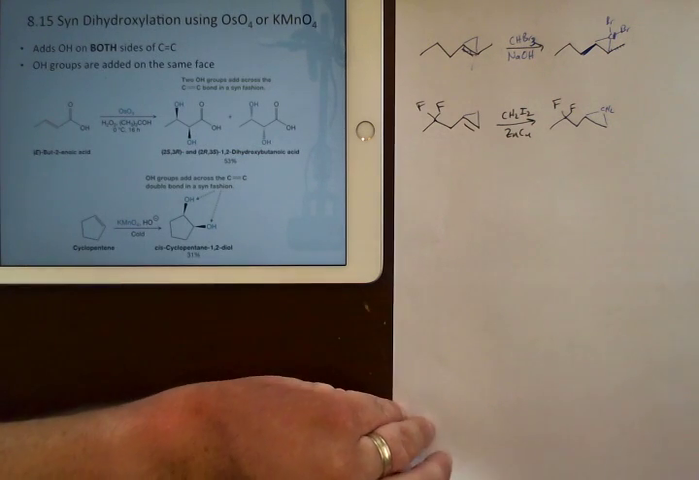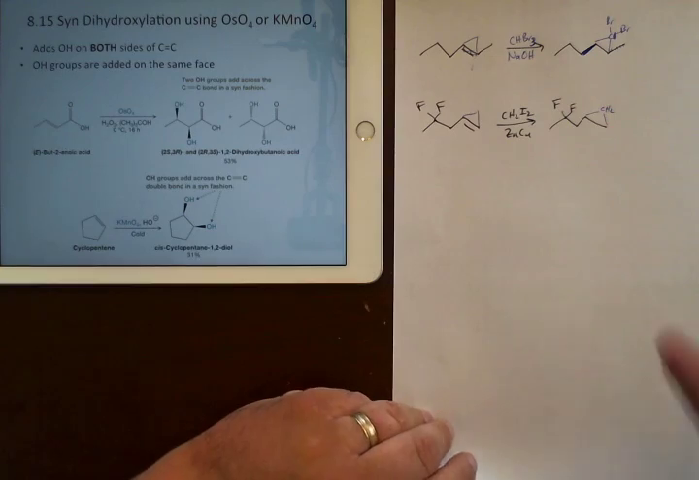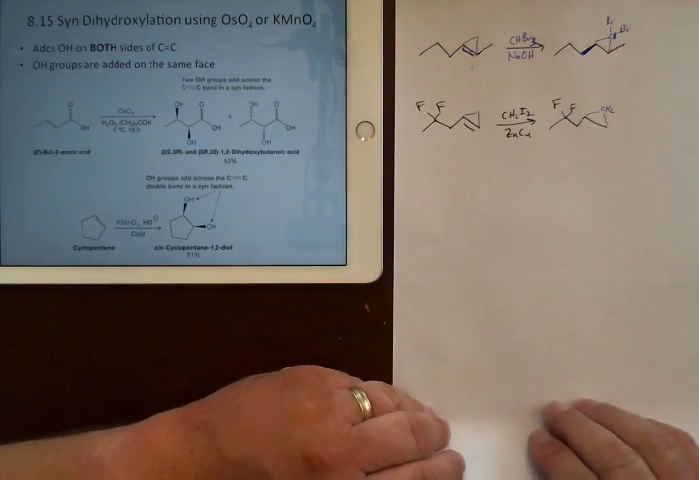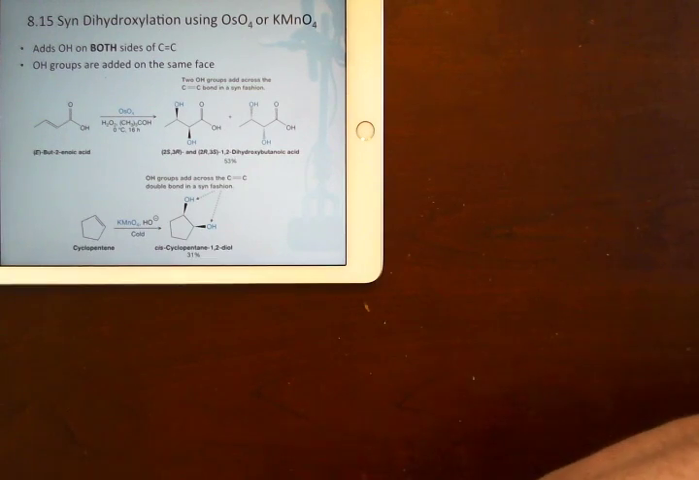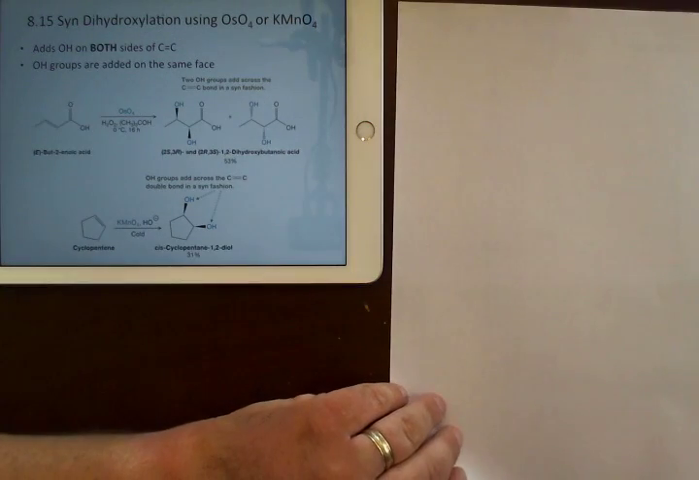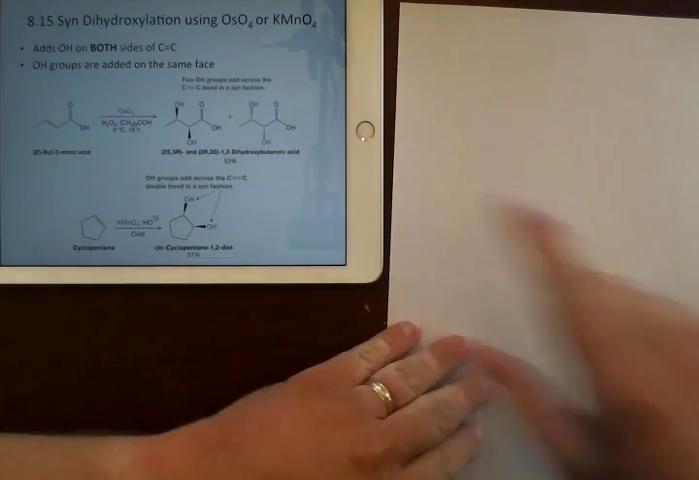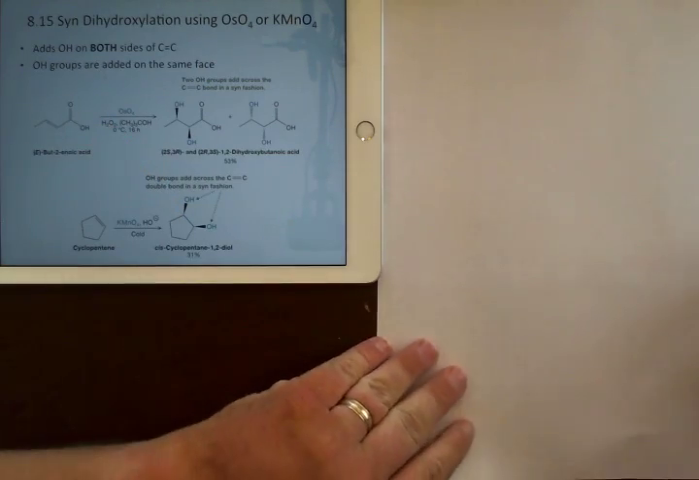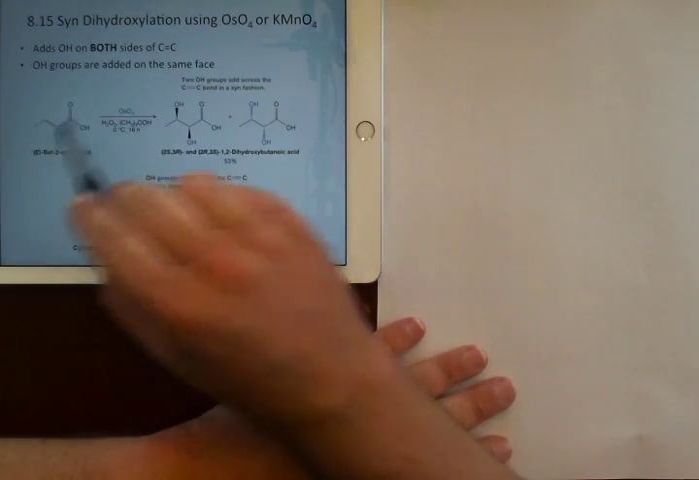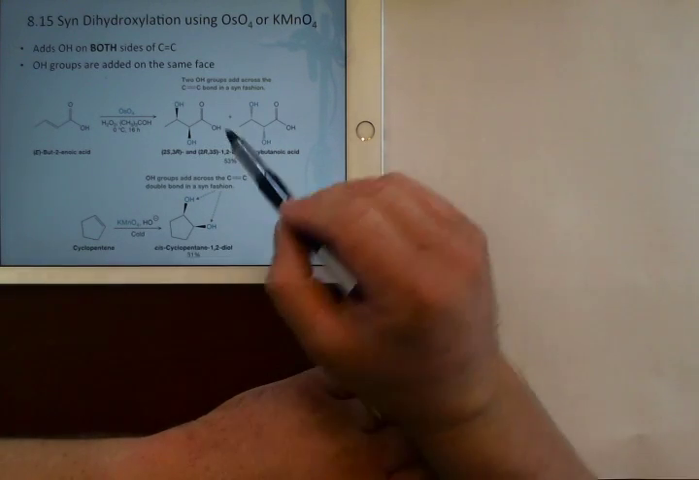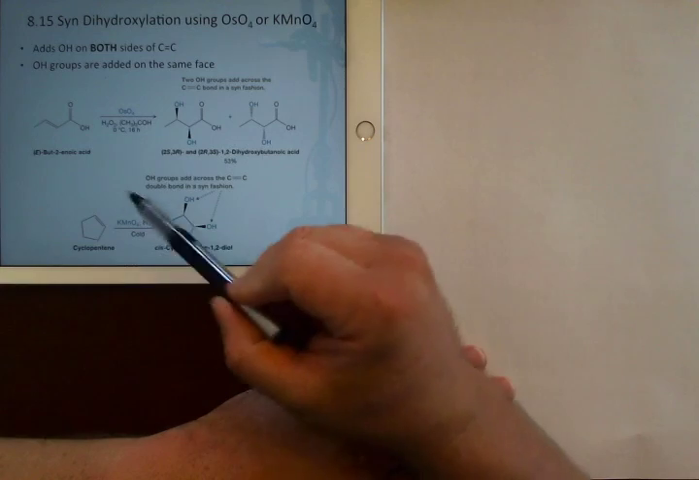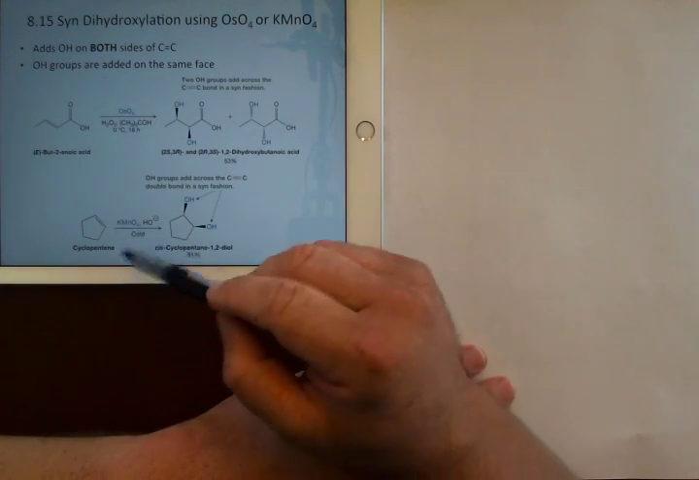Okay, so you can also put two hydroxys on the other side of a double bond. That's the dihydroxylation. So this one is kind of a neat little reaction. You use osmium tetroxide for this. And so you take a double bond and you actually add OHs on both sides, but they have to be on the same side. And you can also use this with cold potassium permanganate.